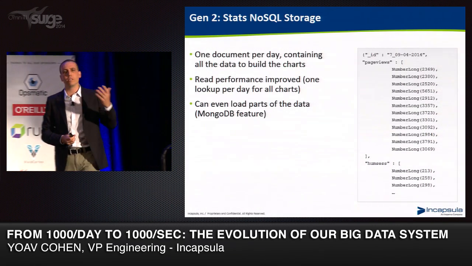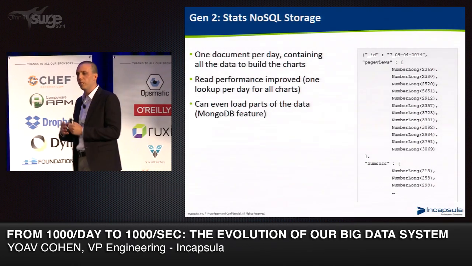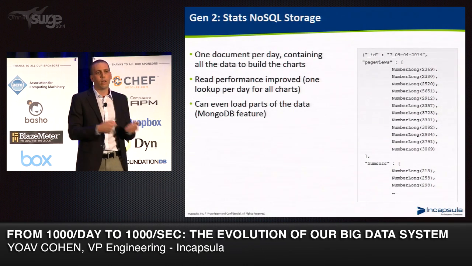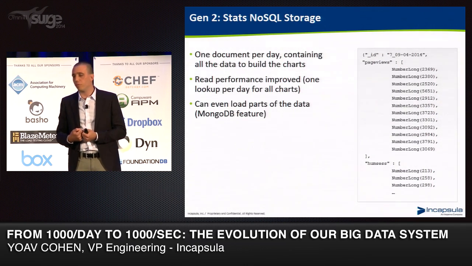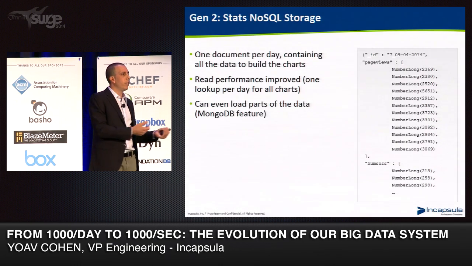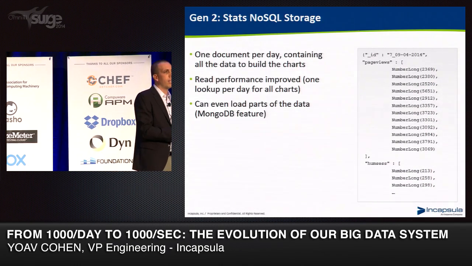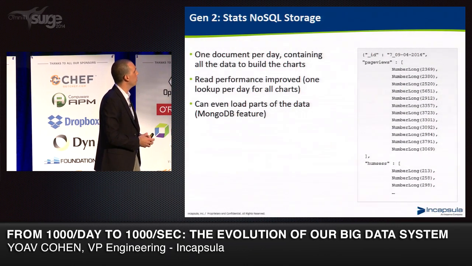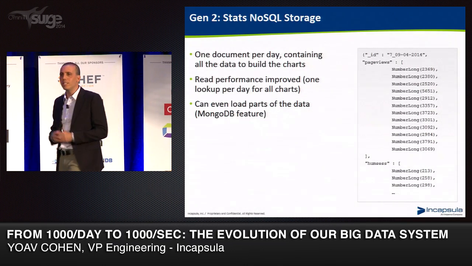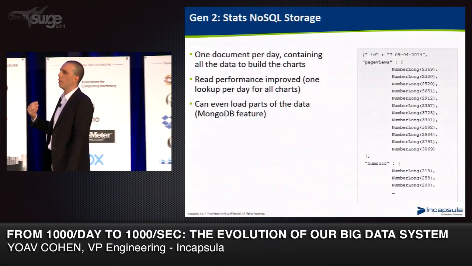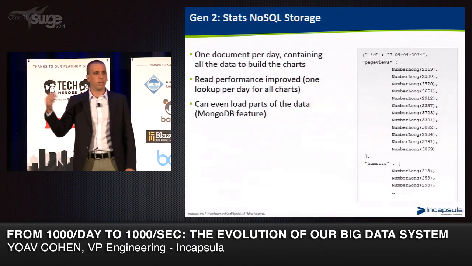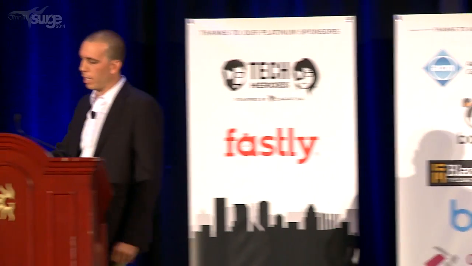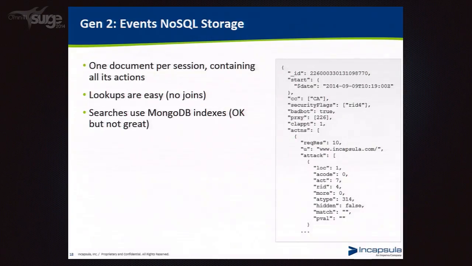So the read performance is a lot better now, because if I want to build a chart of the last 7 days or just 1 day, I only need to load as many objects as the number of days I need from the database. And each object contains all the data that I need to build all my charts. So I don't have to go back and forth to the database to build my charts. And in cases that I need it, I can always project the data and get only parts of the data from the database. It's a nice MongoDB feature. And it's a lot quicker if you need just bits of the data.